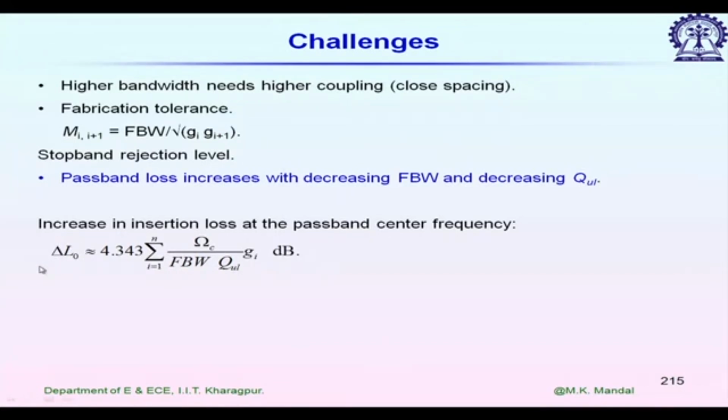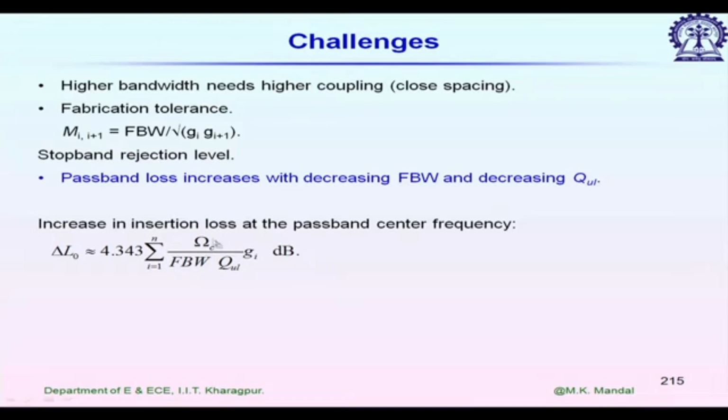Delta L0, the midband loss, is approximately 4.343 times the summation from i equal to 1 to n, where n is the order of the filter, of omega c divided by FBW times QU times g_i, in dB. So, it depends on the fractional bandwidth, obviously the order of the filter, and the unloaded quality factor. If the stored energy inside the resonator decreases, or in other words, if the loss from your resonator increases, then we have lower unloaded quality factor, and it will give you high loss. Not only that, to obtain higher attenuation you have to increase the number of resonators, and in that case again loss will increase.